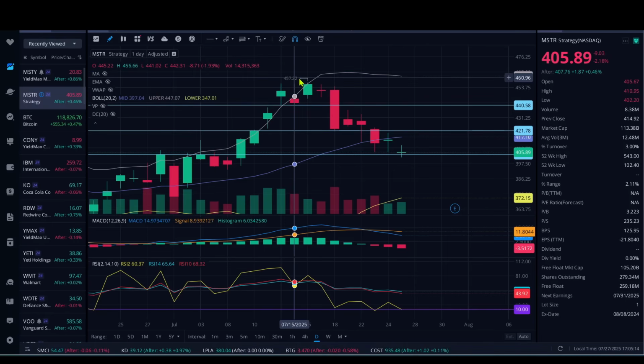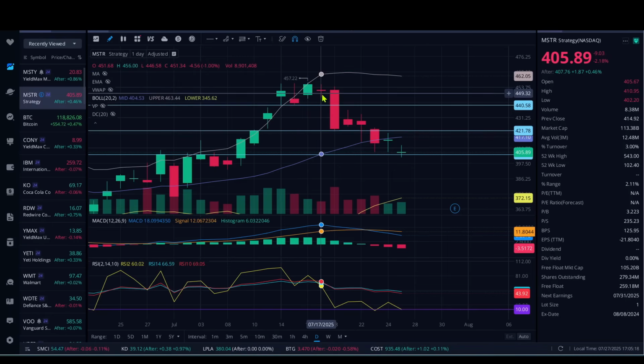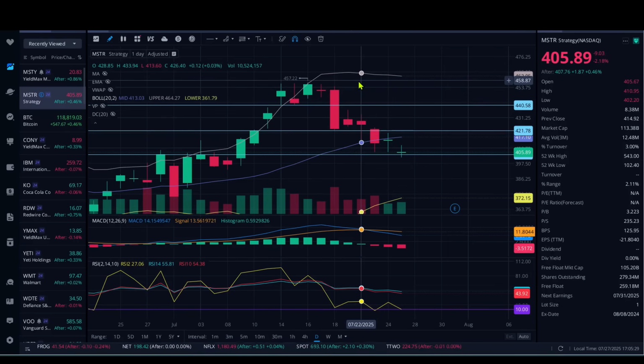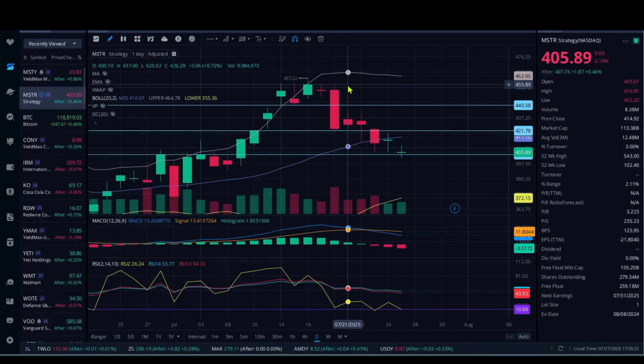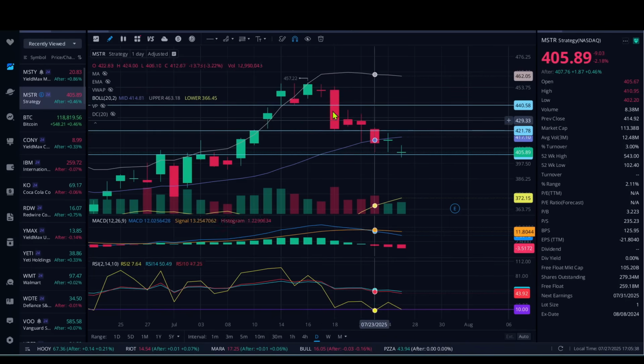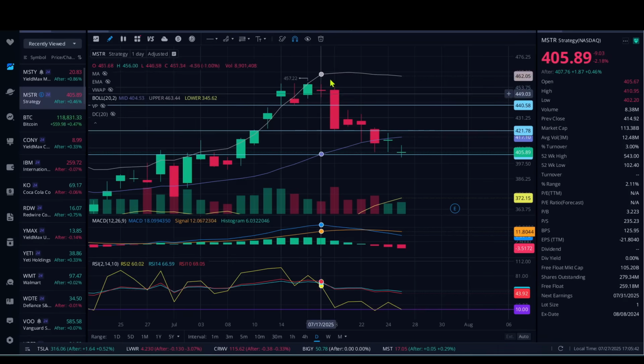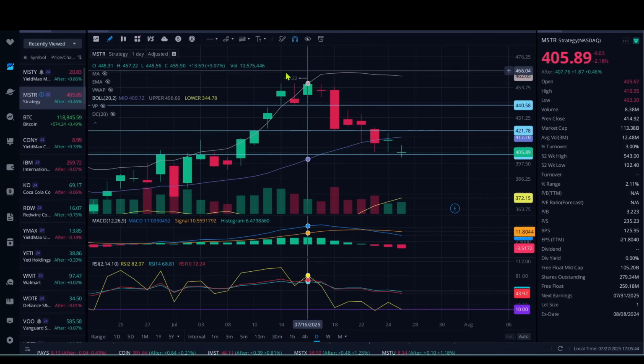But what happened? Well, it came out the next day here, and you have this indecision, right? You got this little body with a long wick on top and a long wick on the bottom. That's an indecision of the market, so it doesn't know what to do here. And then what did it do the next day? It fell, and it fell right back into the zone, right? Fell right back into the zone. So this here would be a false breakout.